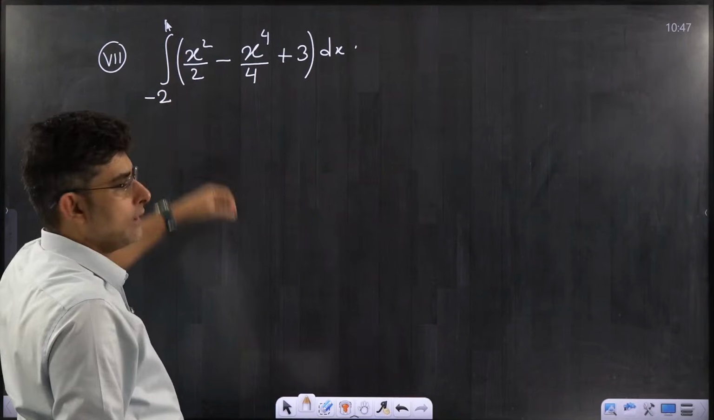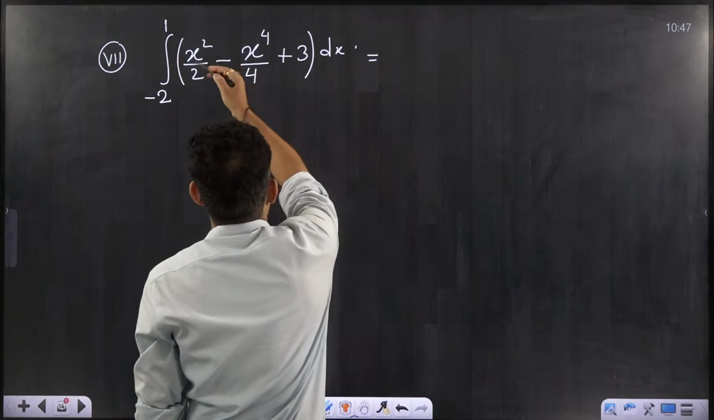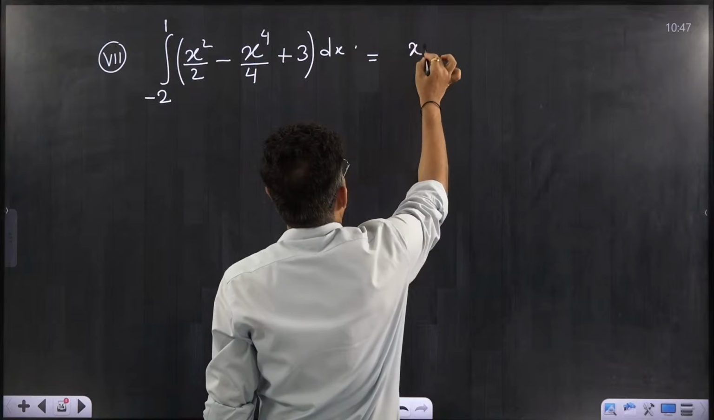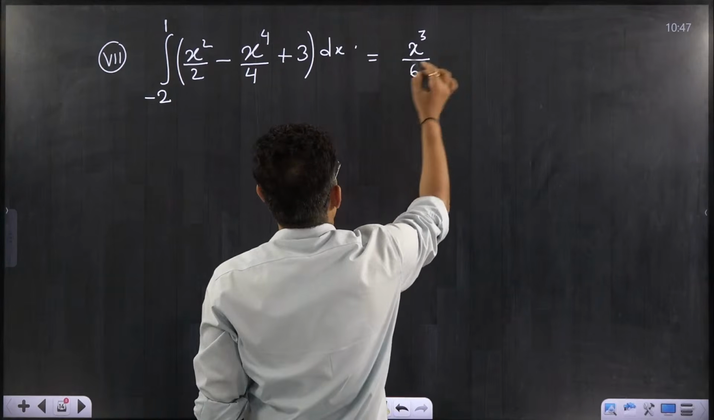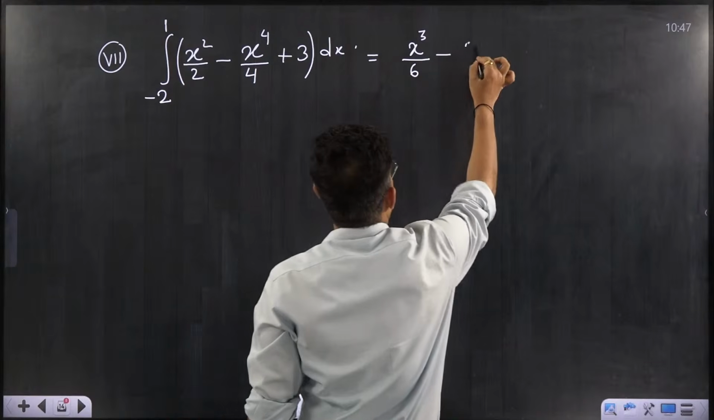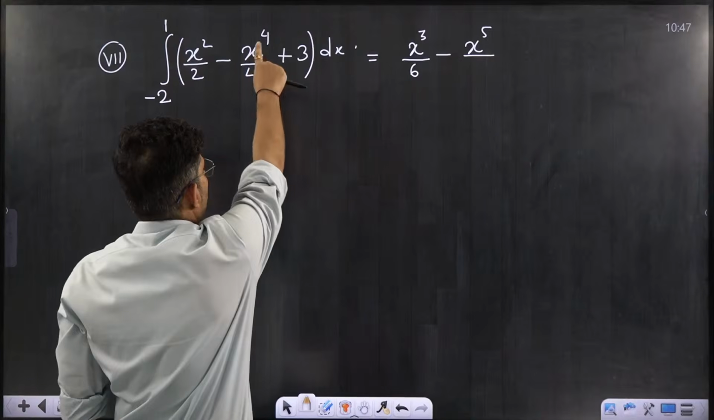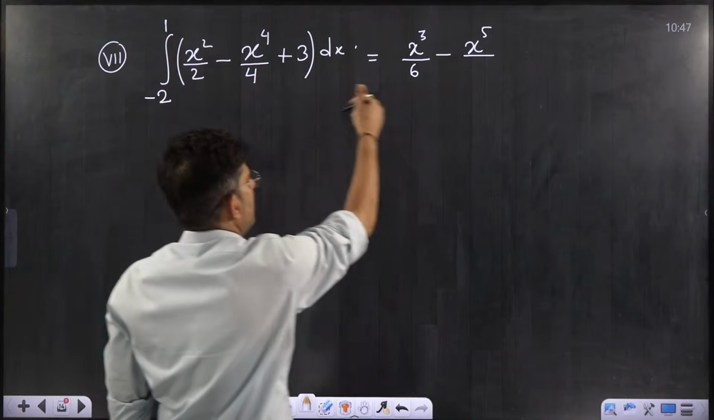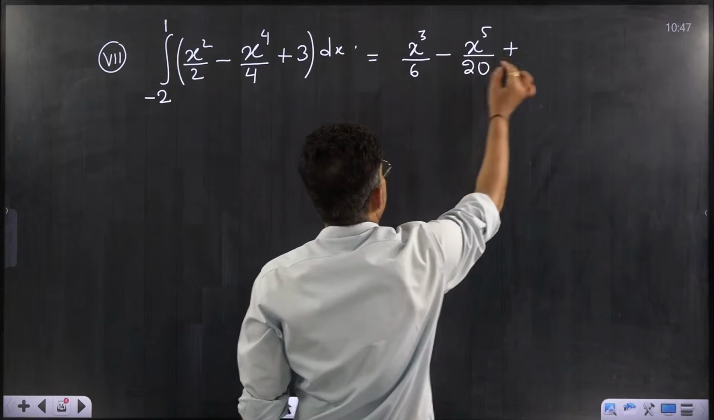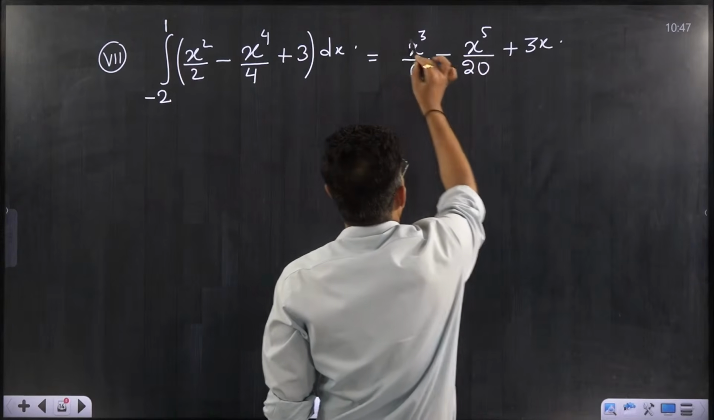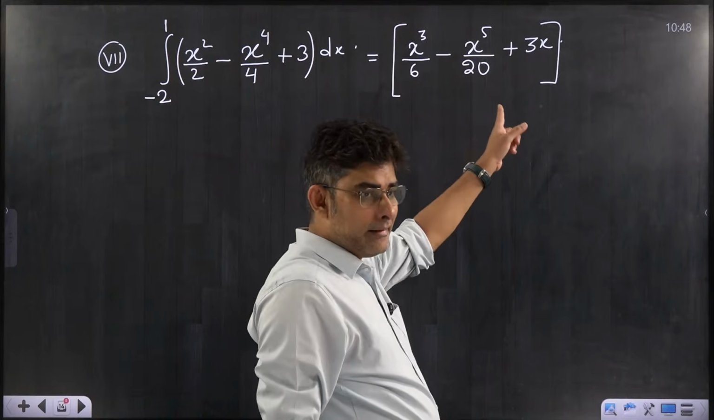So from -2 to 1, what do we do? First you will say that's a normal integration. I have already told you x square will become x cube by 3. There is 2 also, so 2x cube by 3, which is x cube by 6. Minus x to the power 4 integrates to x to the power 5 by 5. Now I am directly writing in one line: x to the power 5 by 5, but there is 4 more, so it becomes 20. Next term, 3 dx will become 3x. This much of the integration everyone will get. No need of writing that c.